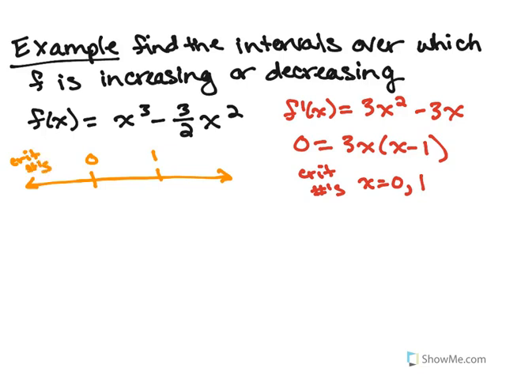And then we're being told to pick a value to the left and the right of each critical number and test to see what the sign of the derivative is. So to the left of 0, I'm going to pick negative 1. In between 0 and 1, I'm going to pick 1/2. And to the right of 1, I'm going to pick 2. So these are what I call my test values.